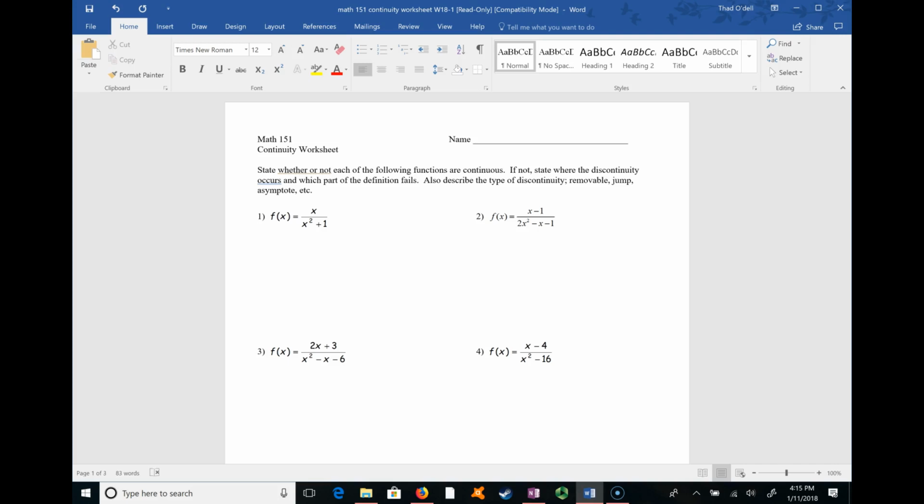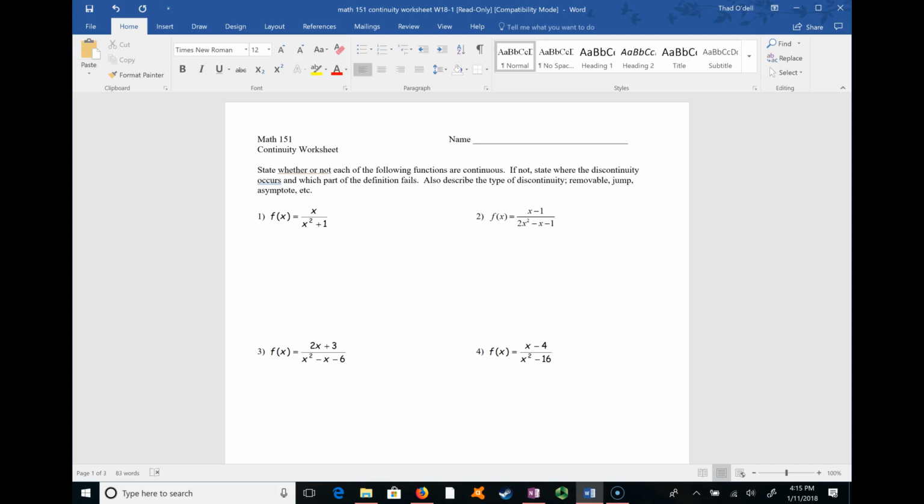So I'm just going to work through this worksheet on continuity. This is the worksheet I handed out to my class earlier this week, and I just want to talk through it. I want to be clear on the directions here. It says, state whether or not each of the following functions is continuous, and if not, state where the discontinuity occurs and which part of the definition fails. Also describe the type of discontinuity: removable, jump, asymptote, etc.